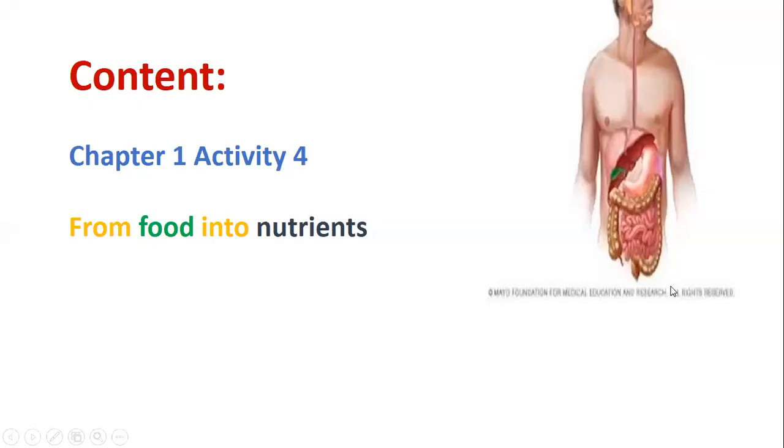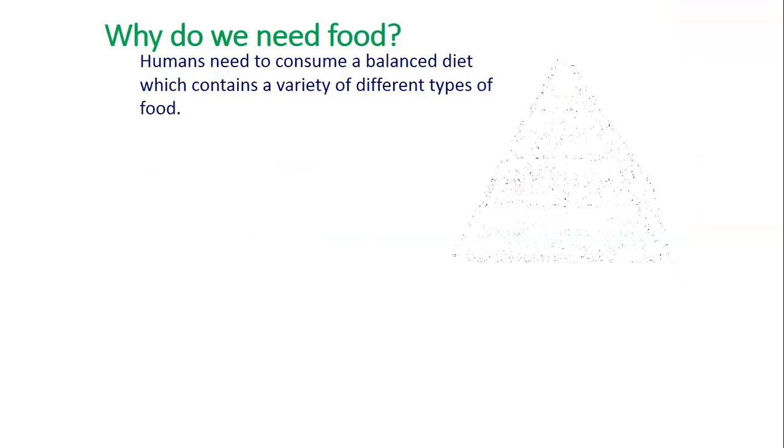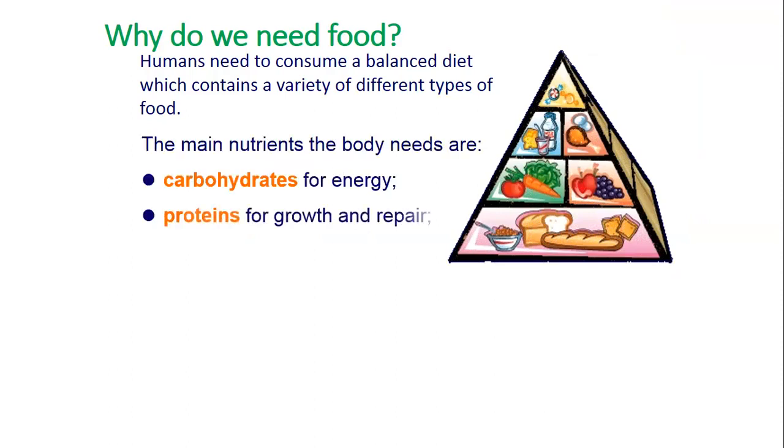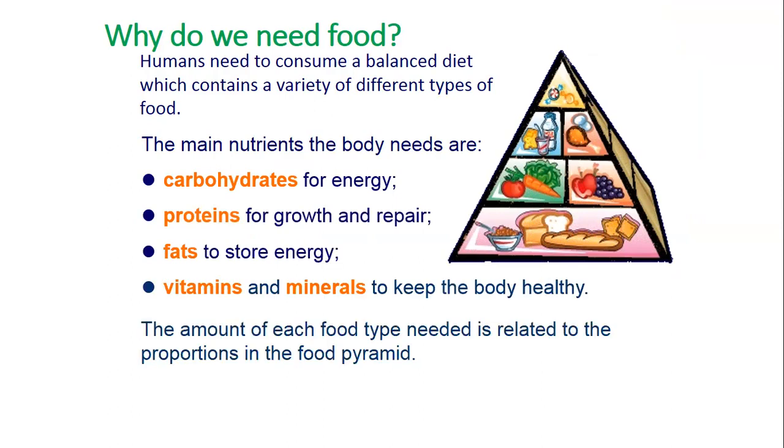Today, we are going to continue about digestion for chapter 1, activity 4, from food into nutrients. Why do we need food? Humans need to consume a balanced diet, which contains a variety of different types of food. The main nutrients the body needs are carbohydrates, proteins, fats, vitamins, and minerals. The amount of each food type needed is related to the proportion in the food pyramid.